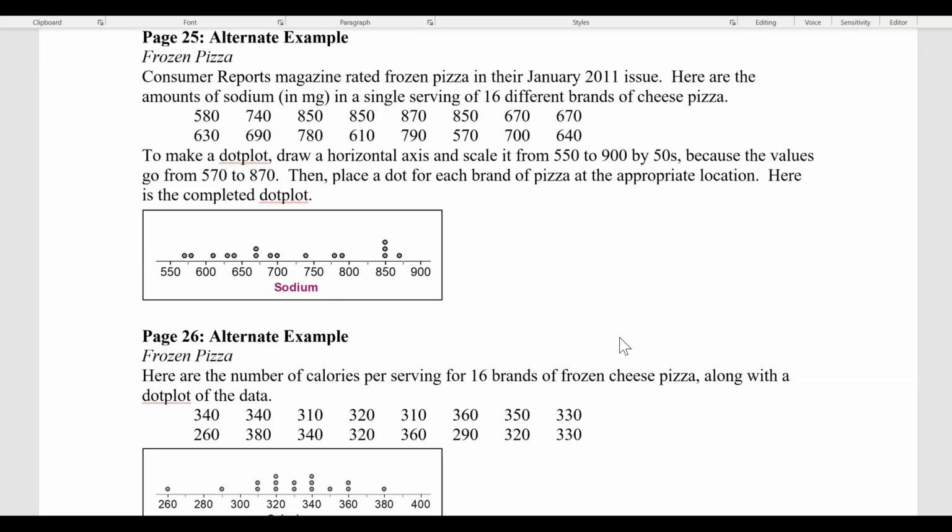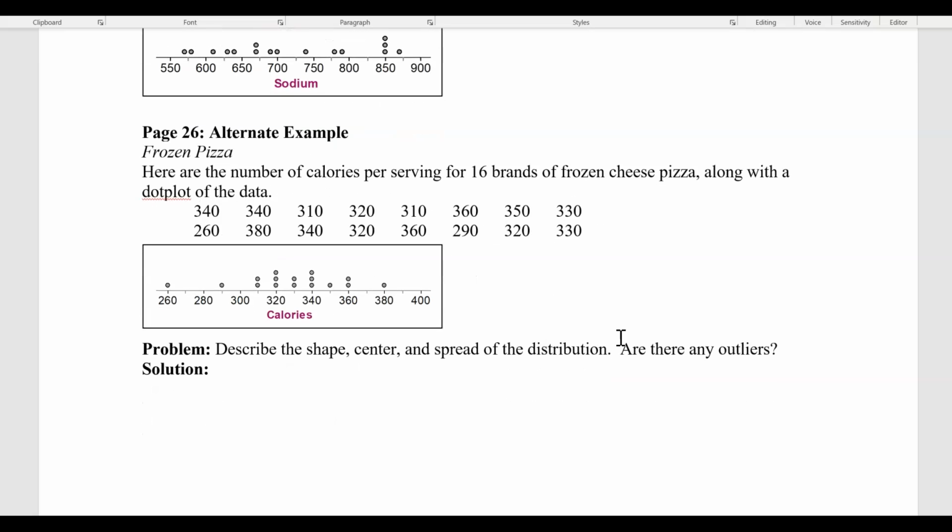So now I want to move on to the second example where we're looking at the calories in the frozen pizza. Okay, and this is a really typical question that you're going to see. You might easily see this on an AP exam. Describe the shape, center, and spread of the distribution, and then we're going to talk about how do we figure out if there are any outliers. Okay, an outlier is a number that falls significantly far from the middle of the distribution, or what would be average or normal.